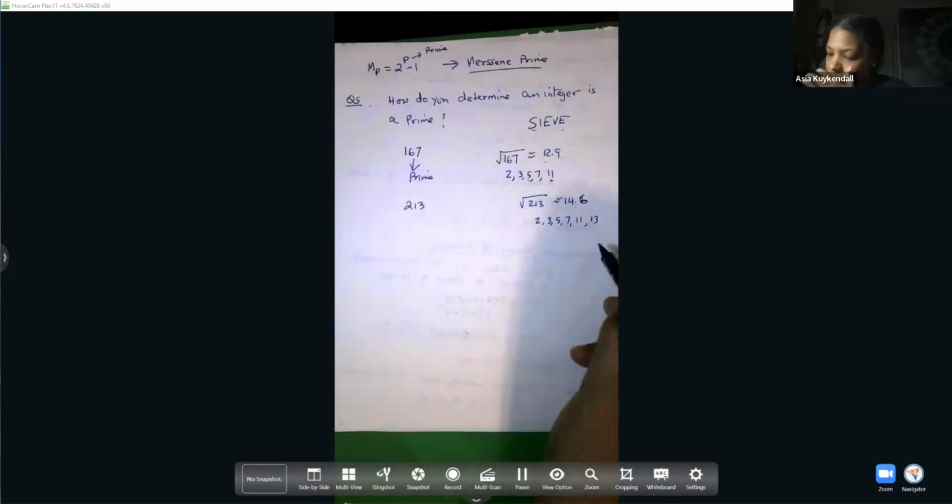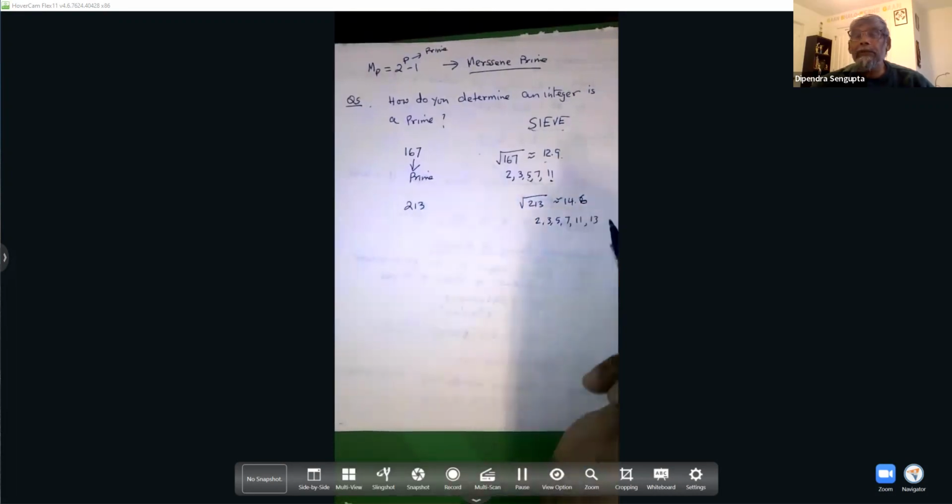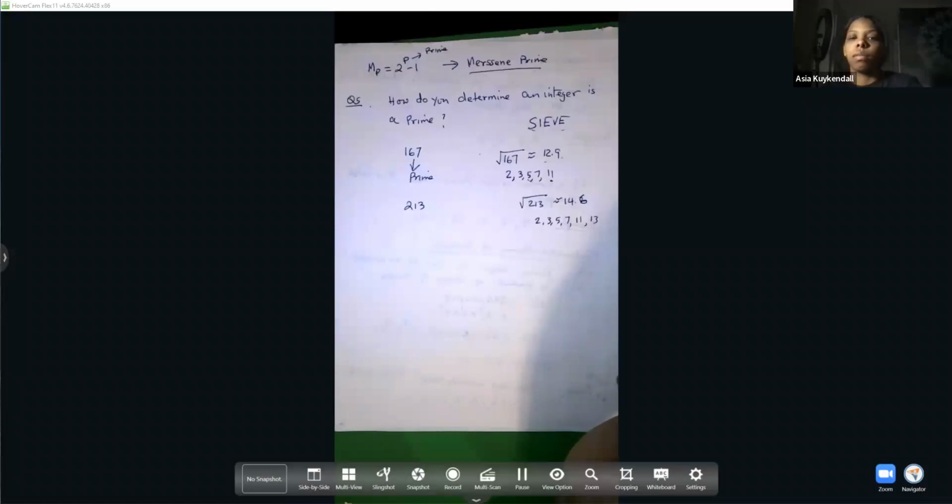So now we keep dividing the number by one of these. If it goes evenly, you say no, it's not a prime. If it doesn't go evenly by any of them, then it is a prime, right? Did you check?